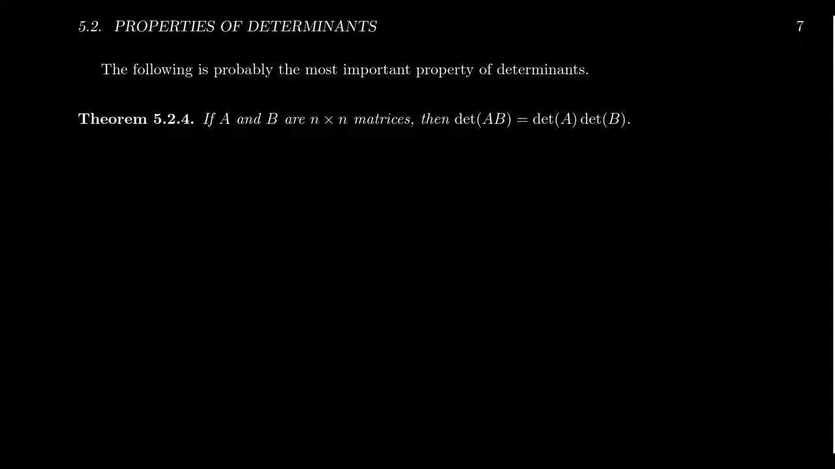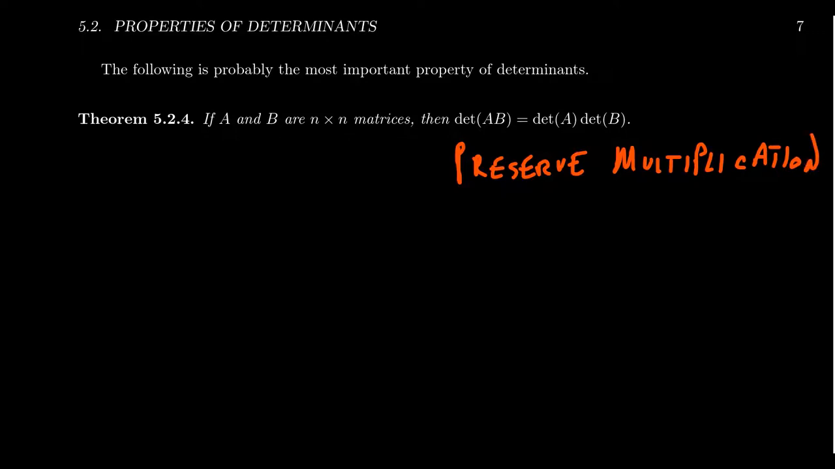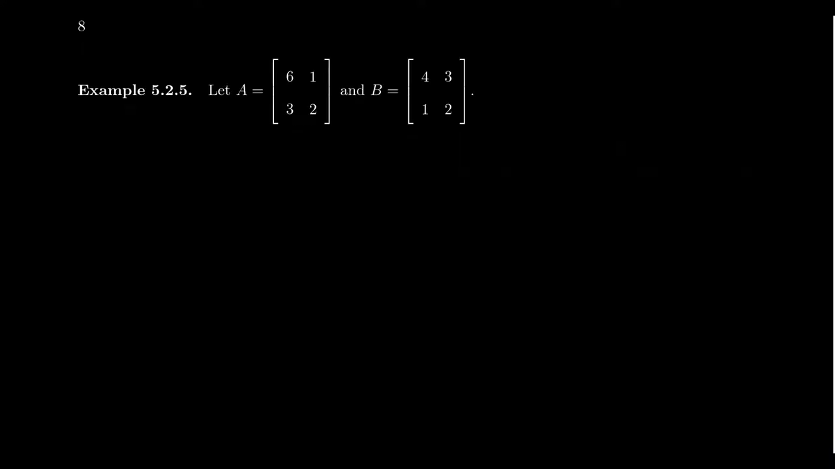And so it does beg the question, can the determinant preserve multiplication? And the answer to that question is yes. The determinant is a map that preserves matrix multiplication. The determinant of A times B is equal to the determinant of A times the determinant of B. So I want to give you an example of such a thing.